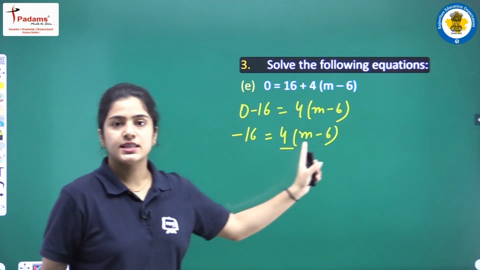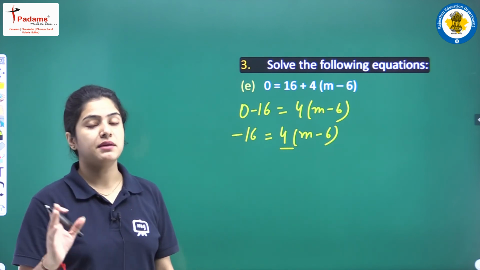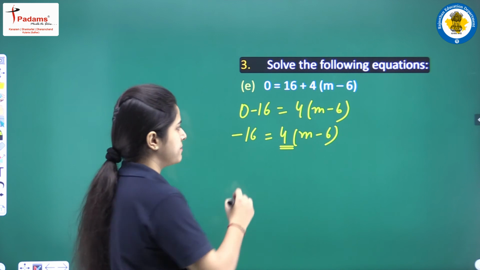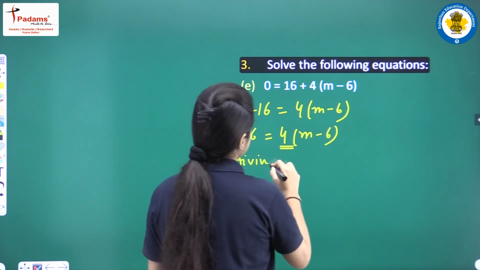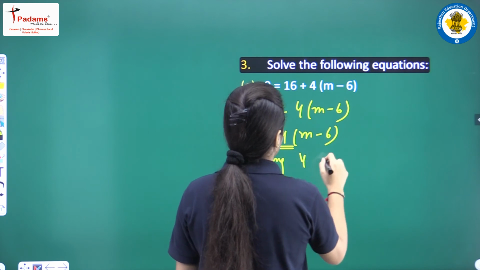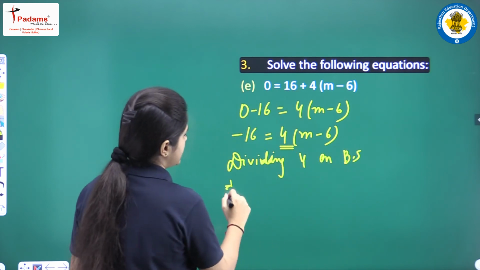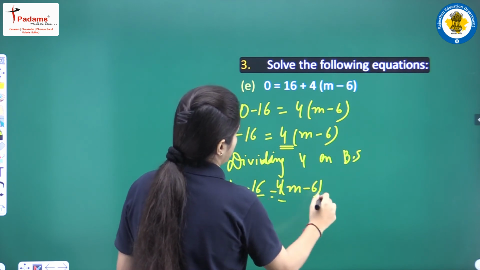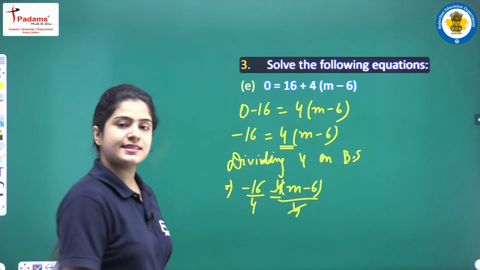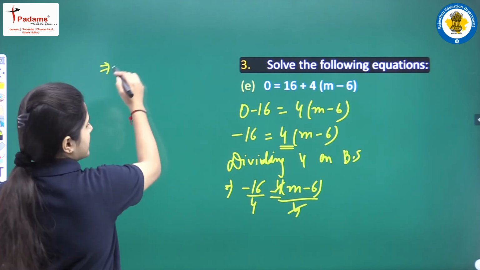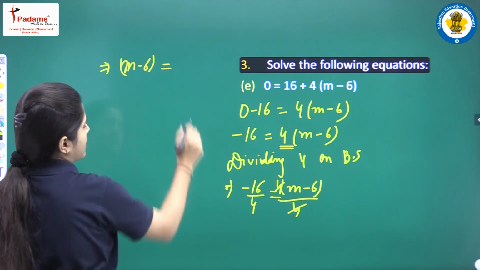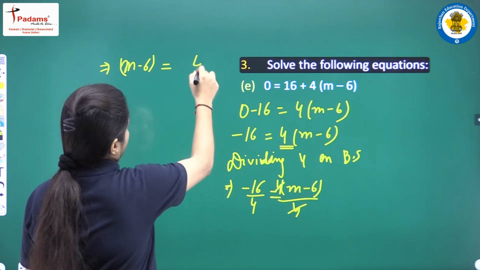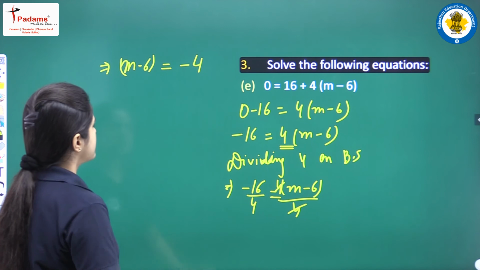Now students, this 4 is in multiplication with the complete bracket, so we have to eliminate this 4, and if you want to eliminate this 4, you have to divide by 4 on both the sides, okay. So dividing 4 on both the sides, right students. Minus 16 upon 4 is equal to m minus 6, 4 upon 4. This 4 and this 4 will cancel out each other. So students, what is left? M minus 6 is equal to 16 upon 4 is 4, as 4 into 4 is equal to 16. So 4 and the sign is negative, okay students.